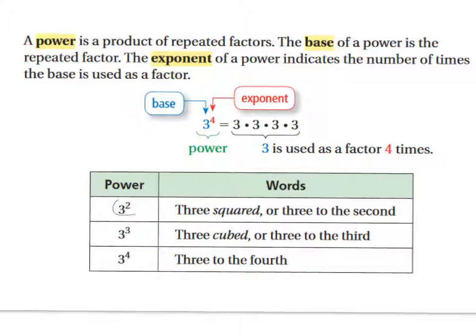Looking at the table, this is said as 3 squared, or 3 to the second. Similarly, 3 cubed, or 3 to the third, and 3 to the fourth.